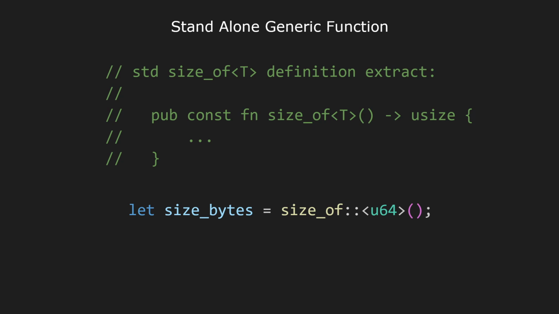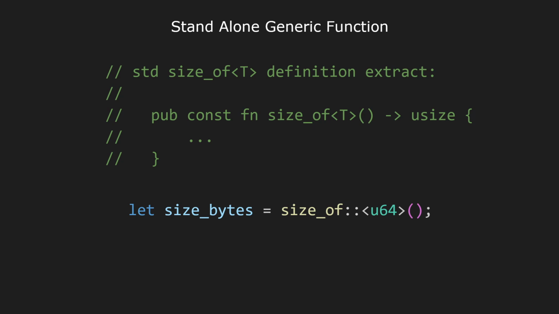Standalone generic functions are one of the simpler use cases for generics and the Turbofish syntax. This particular example demonstrating the size_of function is interesting though, as the Turbofish syntax is not optional. The compiler cannot infer a type for the generic parameter, and there's no other way to specify the type.